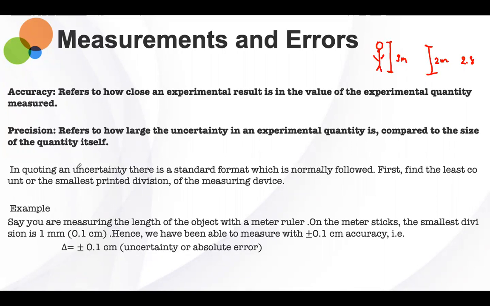So in quoting an uncertainty, there is a standard format which is normally followed. First, find the count or the smallest printed division of the measuring device. All right, now we were using a ruler, right? And we said that this person is 2 meters tall. All right, 2 meters tall.